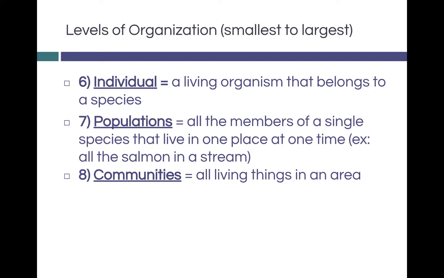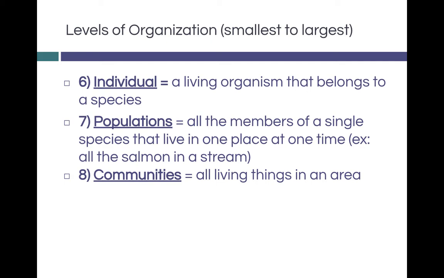Levels of organization is what we're going to end with. These are in order from smallest to largest. Number 6 is individual. This is a single living organism that belongs to a species. So it's one human, it's one elk, it's one robin. That's what an individual is.